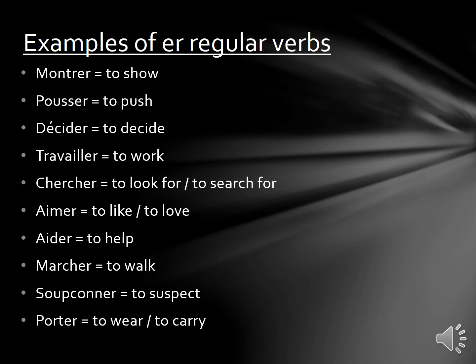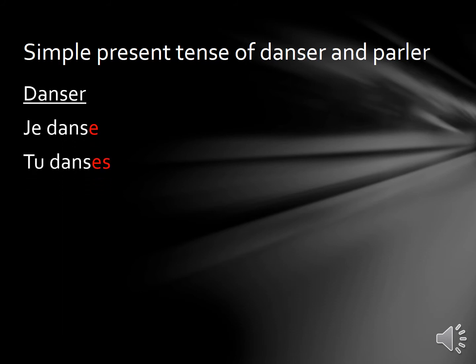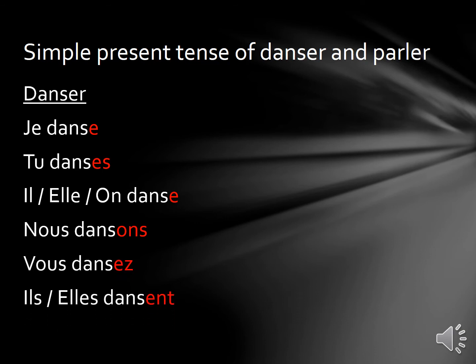Let's see some examples. We are taking the present tense of the verbs danser and parler. Danser, you remove the ER and you add the endings. Je danse. Tu danses. Il, elle ou on danse. Nous dansons. Vous dansez. Ils ou elles dansent.